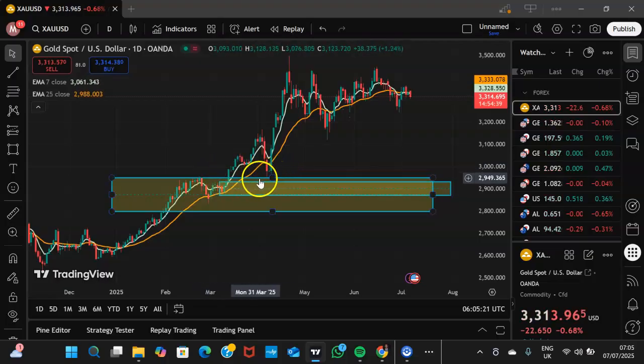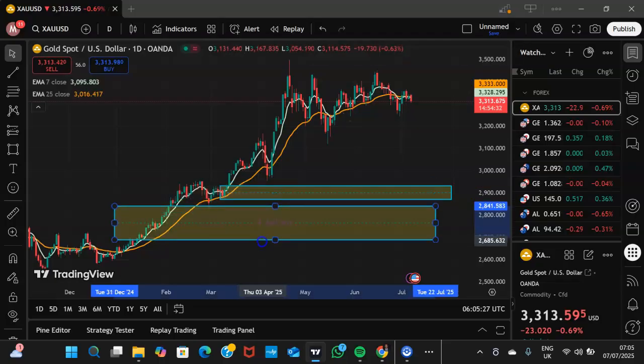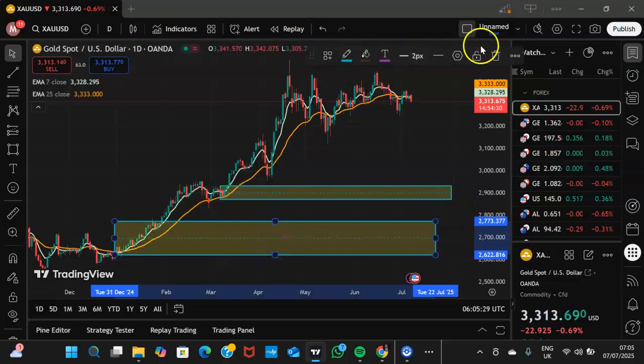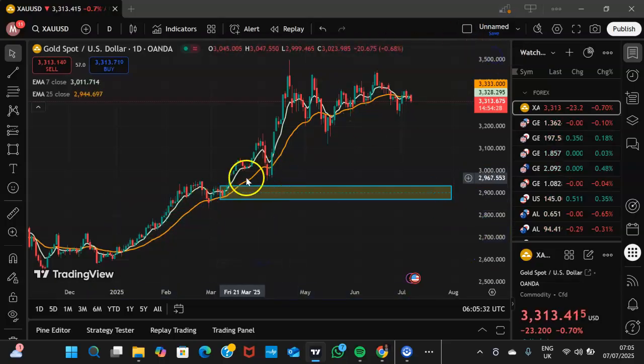Yes, there's an imbalance. The imbalance is this small space here, in between this week and then this last week. That will be the imbalance. So of course, the next time price fills that imbalance, we're expecting price to shoot higher.